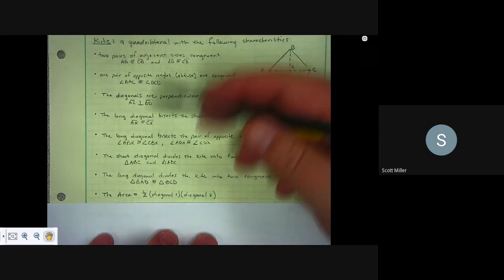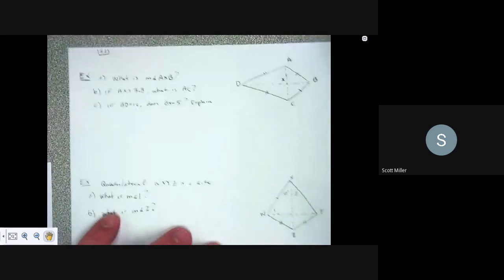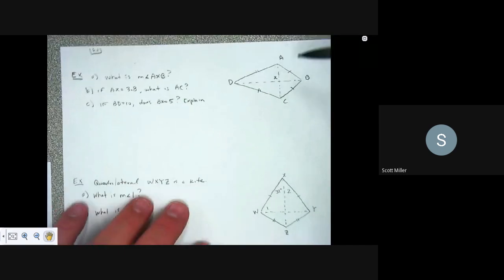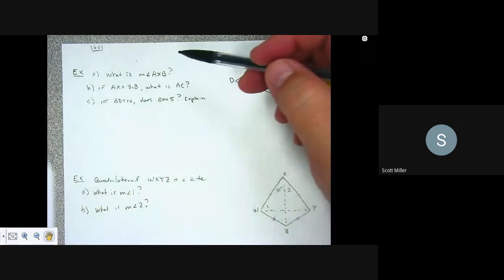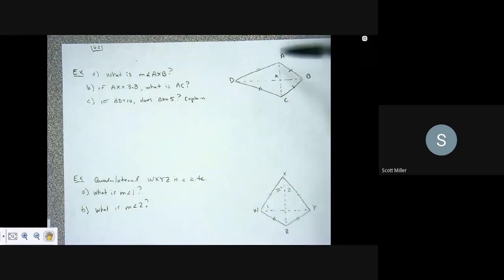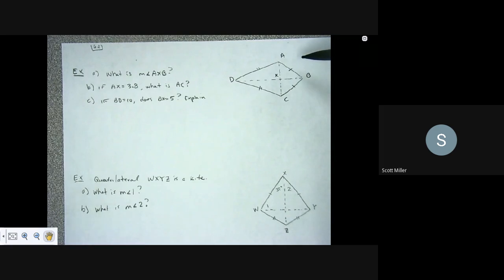So there's a lot of properties here, a lot of characteristics of a kite. You want to kind of generally know as many of those as possible because that will help you then in answering any kind of questions that may come up from those. And for example, I'm going to show you some examples now. So here's an example. Here's a kite. What is the measurement of angle AXB? What is AXB? I want to know that.